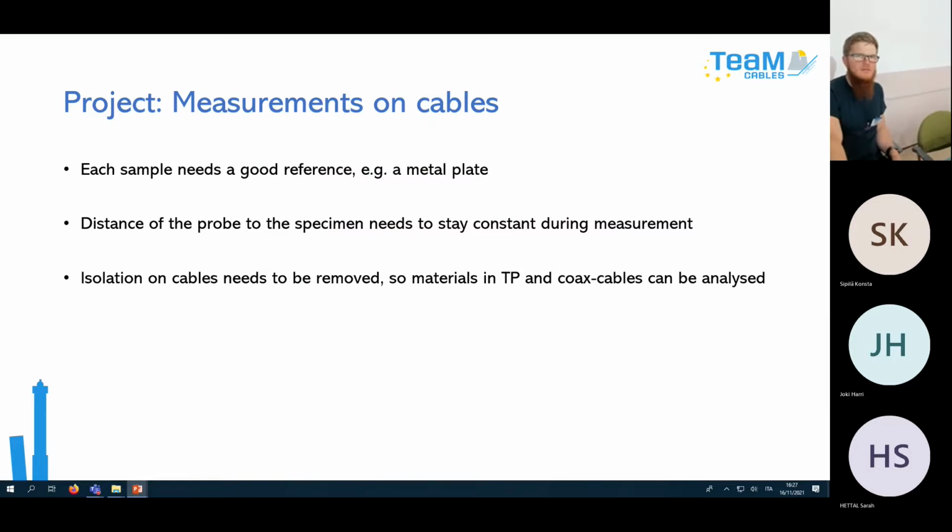Now let's look at these measurements on the cables. As I already said multiple times, we need a very good reference for each cable.